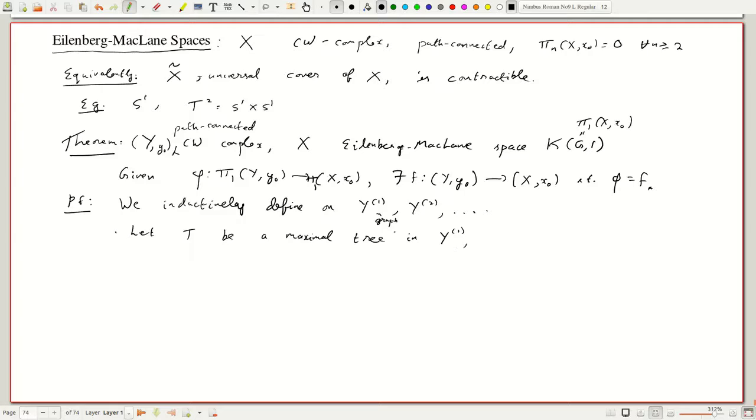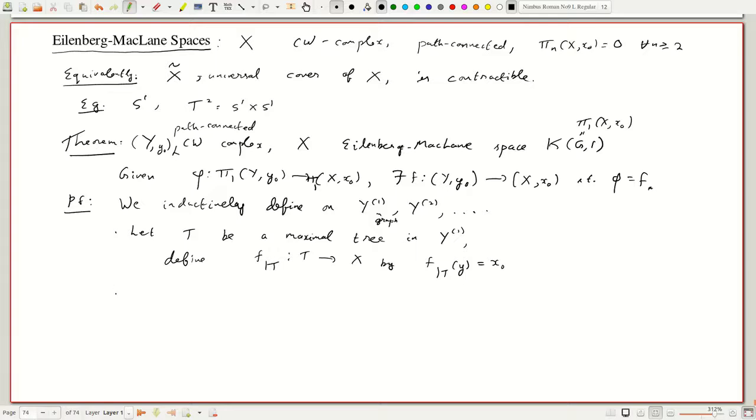And let's first of all define, we'll keep calling the map F, but with a restriction to T, F restricted to T from T to the space X, by sending everything to the base point x0. It's a little confusing if I call this x, let's call it y. So F restricted to T of y is x0.